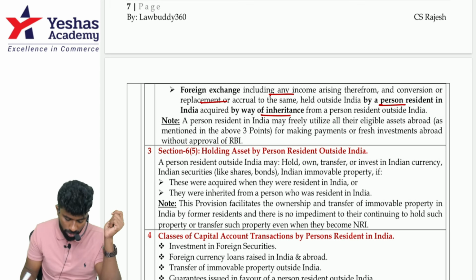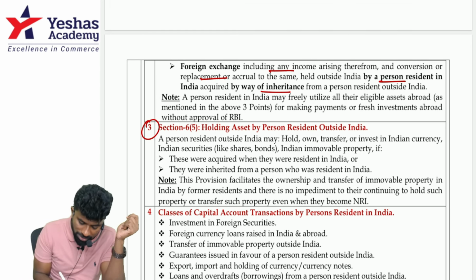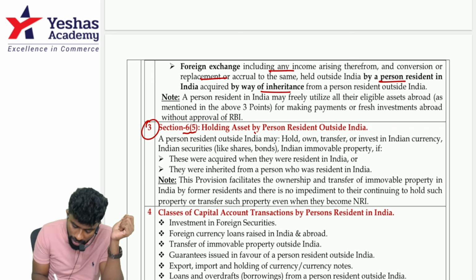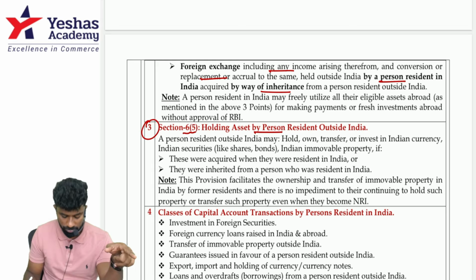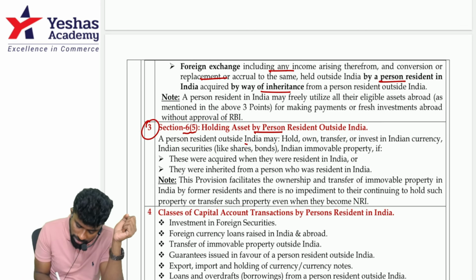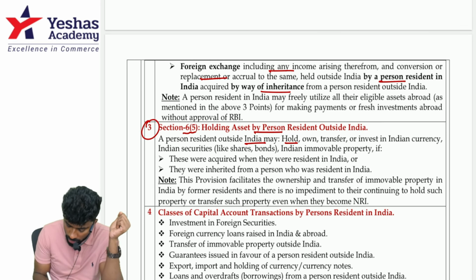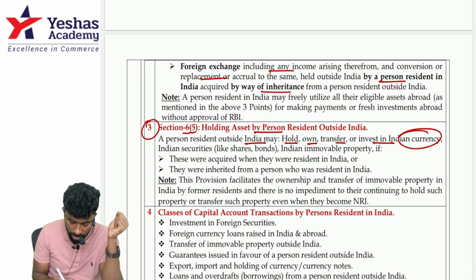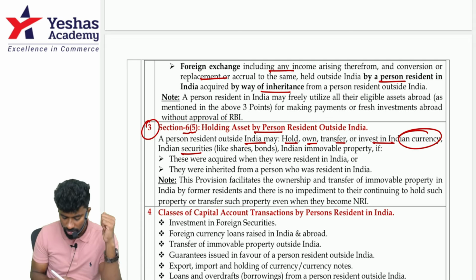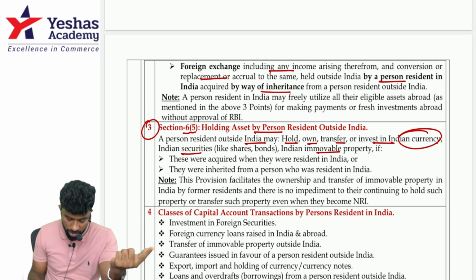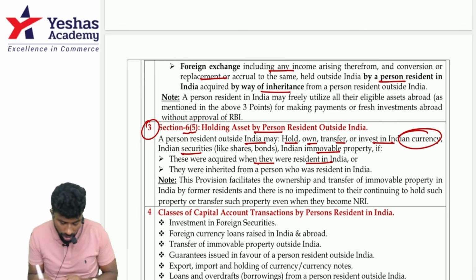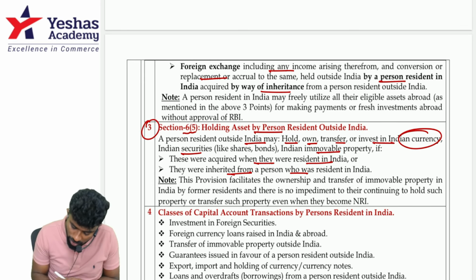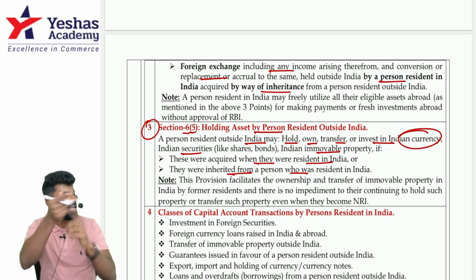Yes or no? Next one, section number 6, subsection 5. Holding an asset by a person resident where? A person resident outside India may hold, own, transfer, invest in what currency? Or in what securities? Or Indian immovable property if these were acquired when they were what? Resident in India, or they were inherited from a person who was what? Resident in India.